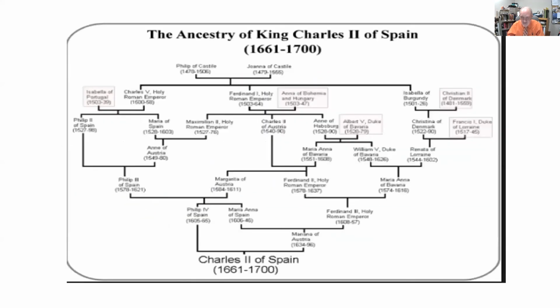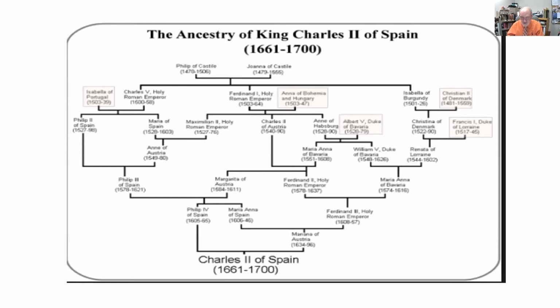A dramatic example of pedigree collapse can be found in this ancestry of Charles II of Spain, who lived from 1661 to 1700. He's at the bottom of the chart. You work your way back up. He was the last of the Habsburg rulers of the Spanish Empire. He had 2 parents, but they were closely related. His mother was his father's niece, as were his grandparents and great-grandparents.